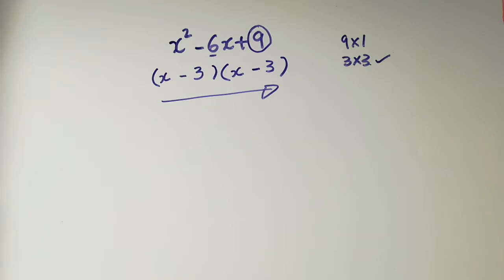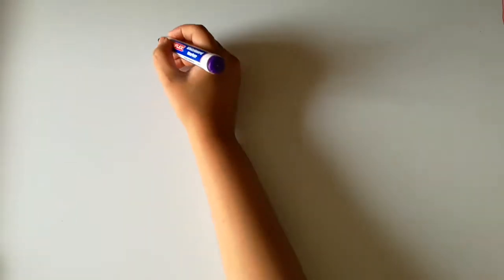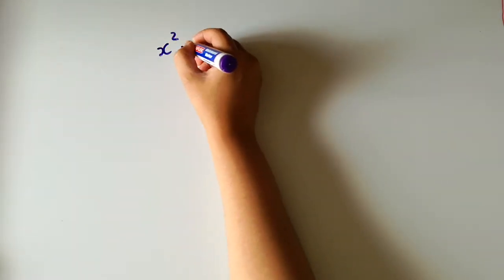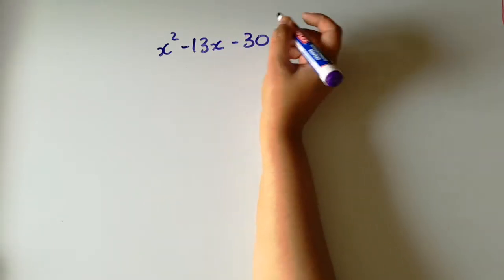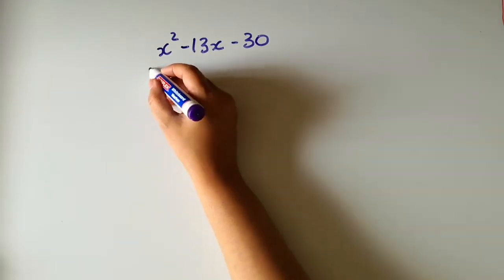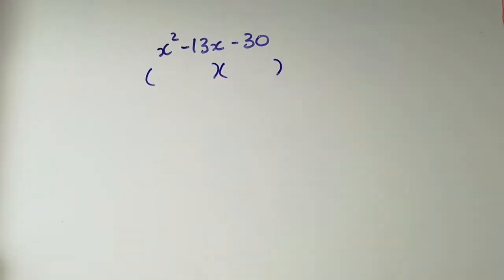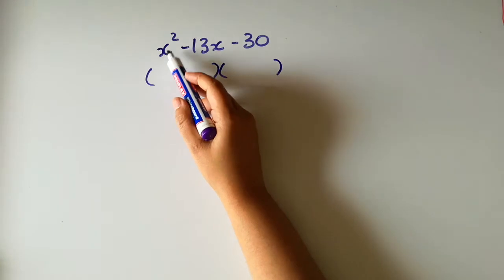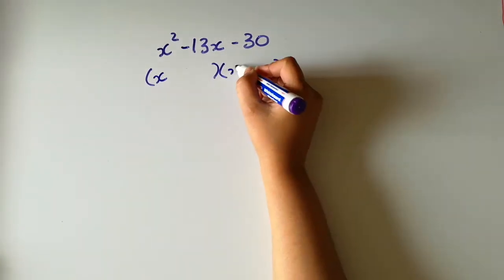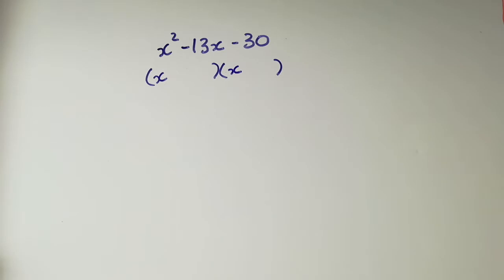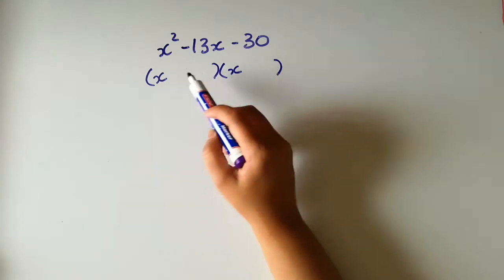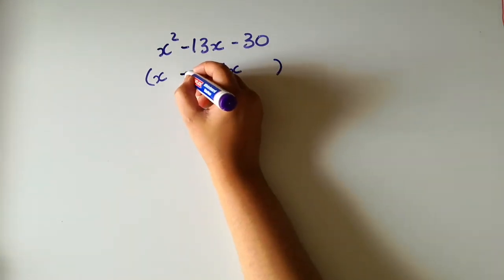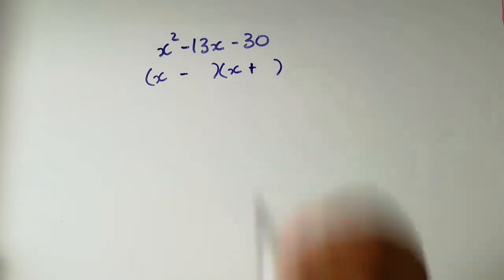Let's look at something a little bit more complicated. Let's say I have x squared minus 13x minus 30. There's no common factor here, so my next step will be to open up two brackets. I have an x squared here, so I'm going to put an x and an x. Now because I have a minus here and a minus here, that means that in my brackets, one has to be a minus and one has to be a plus.